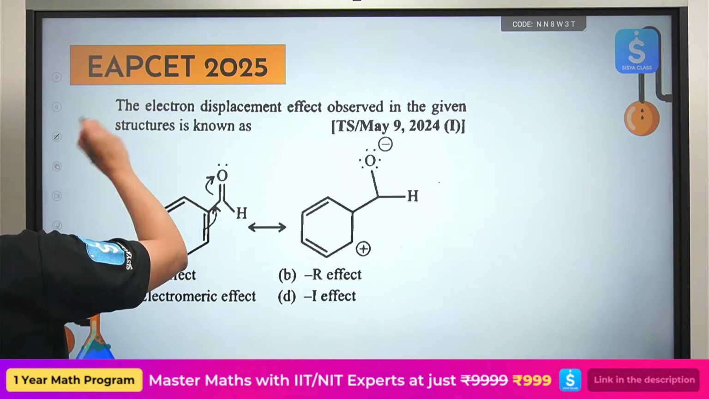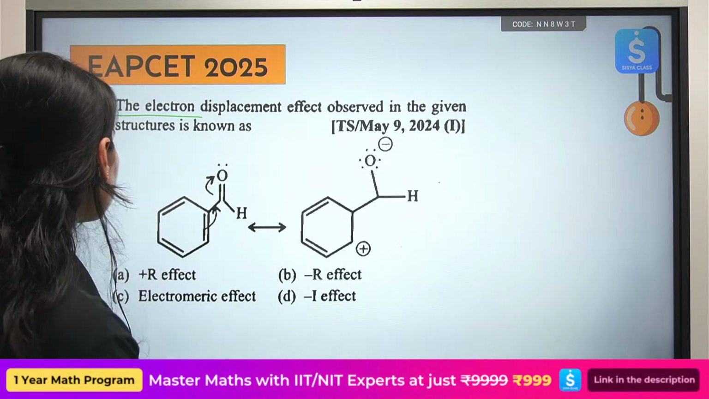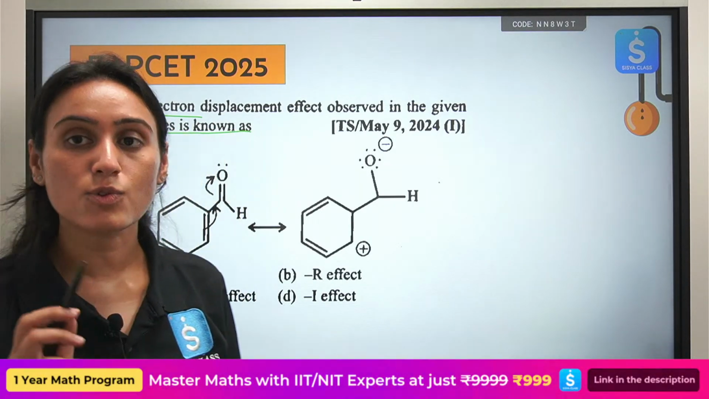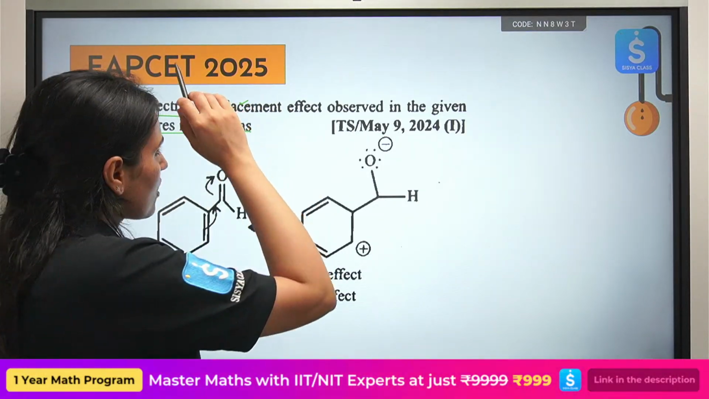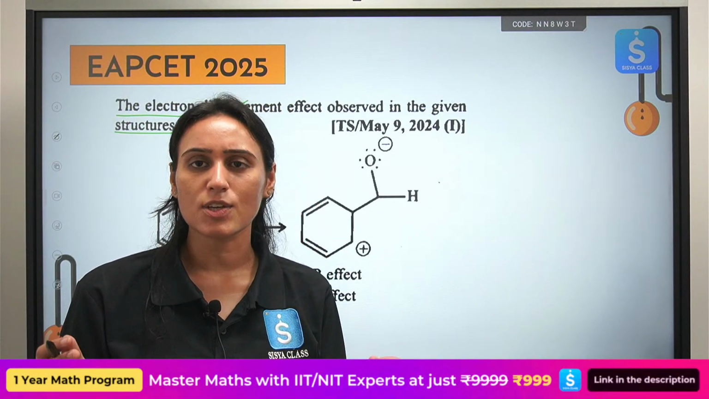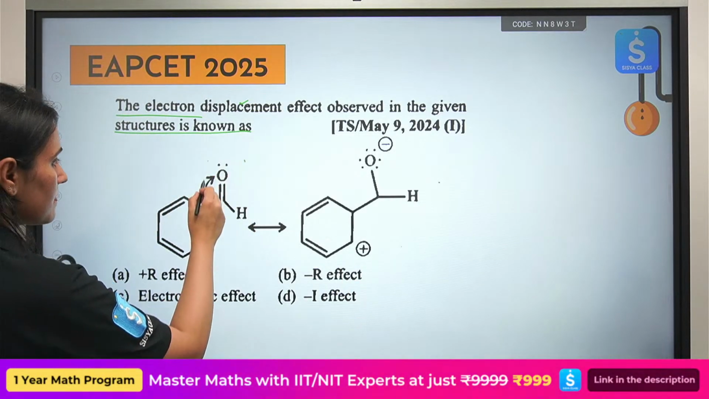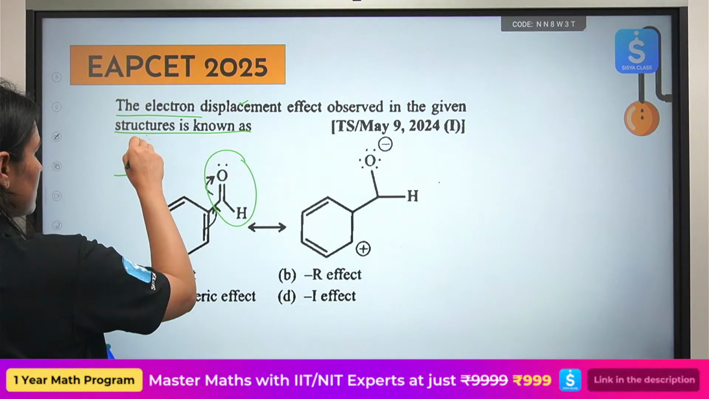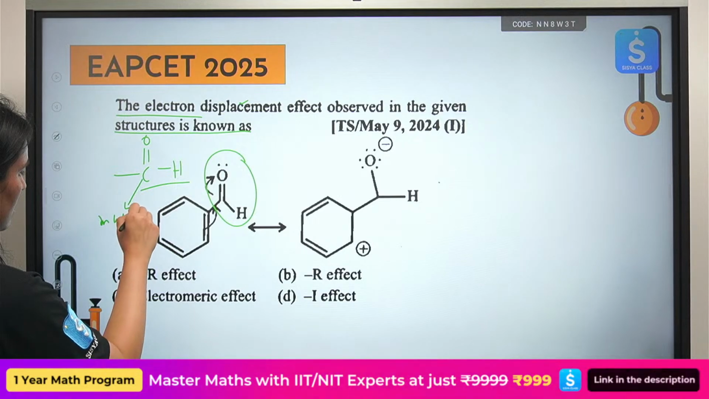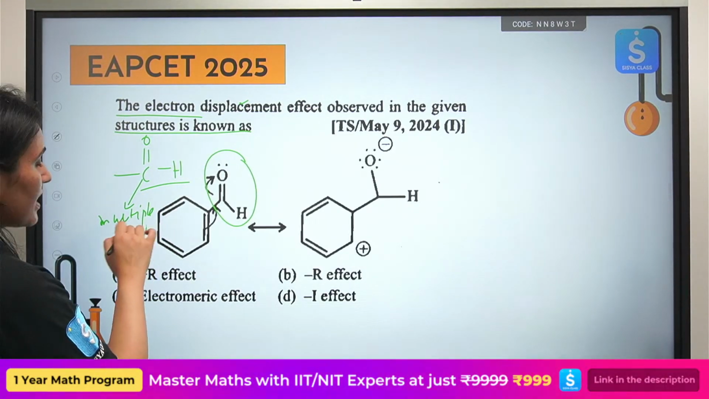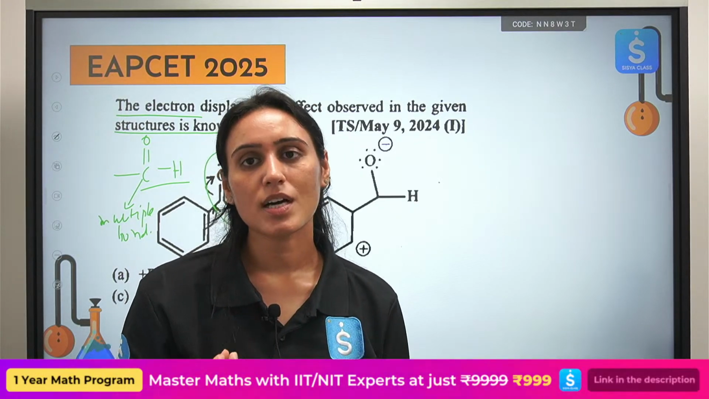Let's see the next question. The electron displacement effect observed in the given structures is known as... They have told you that there is some kind of electron displacement effect taking place. They are just asking you whether it is electron withdrawing or electron donating. So what type of group is there? Do we see a multiple bond? A multiple bond between a less electronegative and a more electronegative atom. Then what do we call such species?